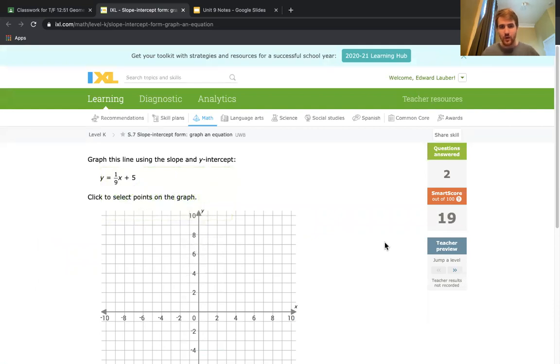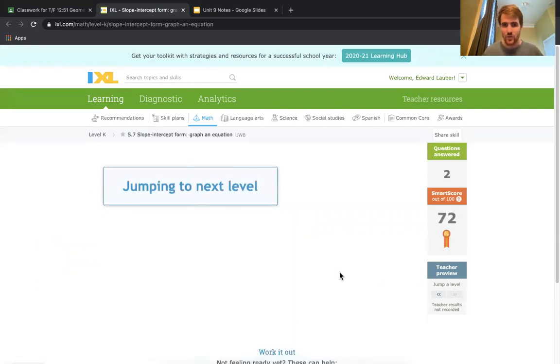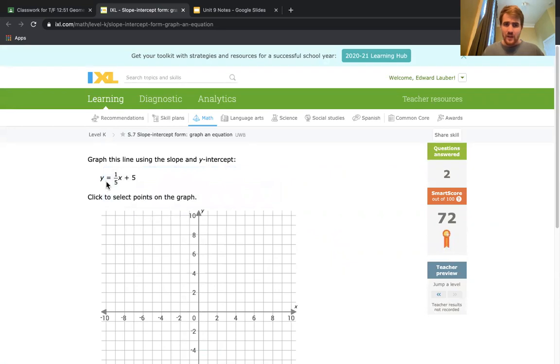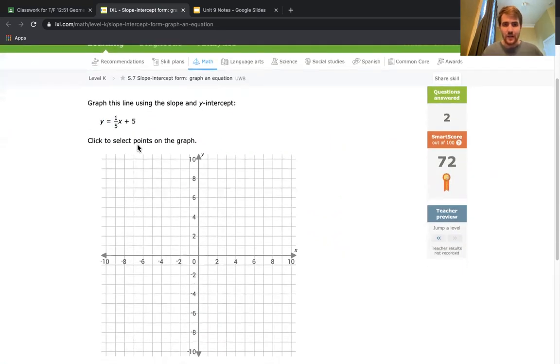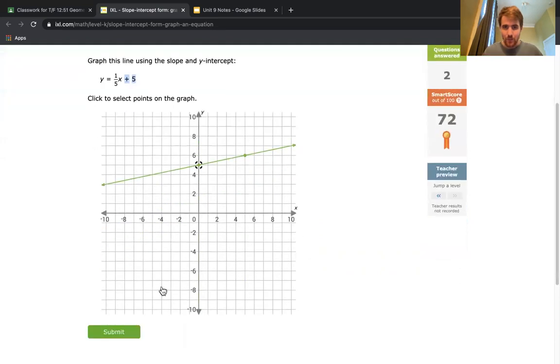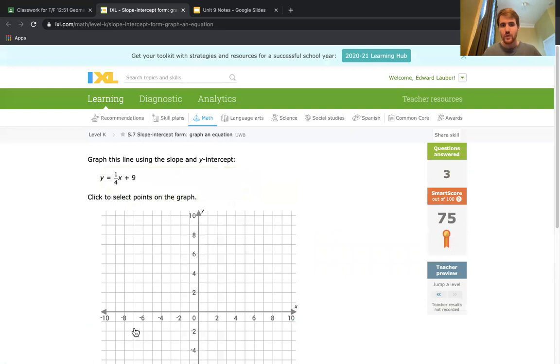Let's do one more. Actually, let's skip to the next level and then do one more. Same kinds of questions. 1/5 x plus 5. What is the y-intercept? Of course, it is positive 5. So we go find that. The slope, 1 over 5, both positive. So we don't go to 1 over 5. We start at our y-intercept, at the first point we made. We go up 1 and then over 1, 2, 3, 4, 5. About that point, click submit, boom, done.